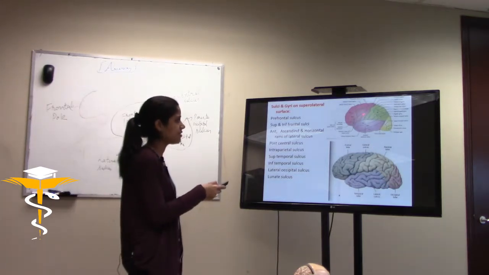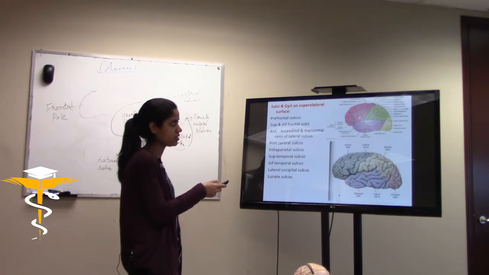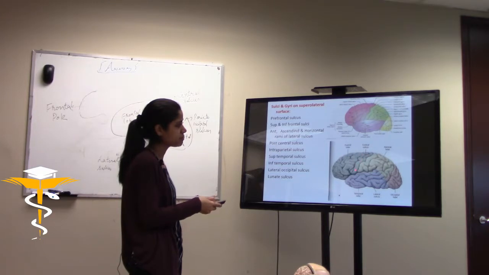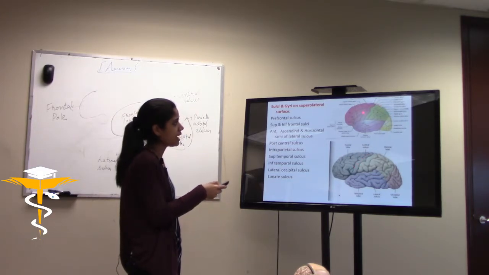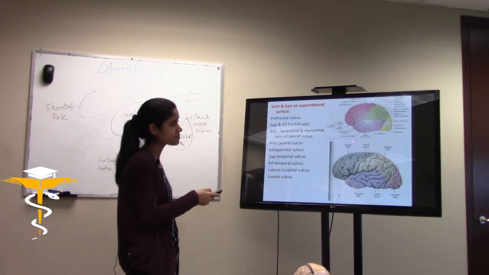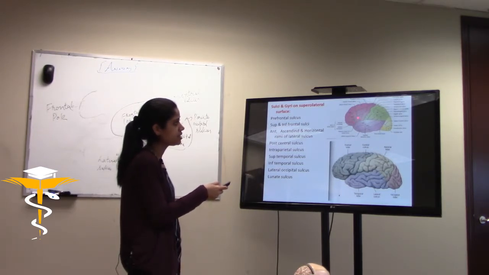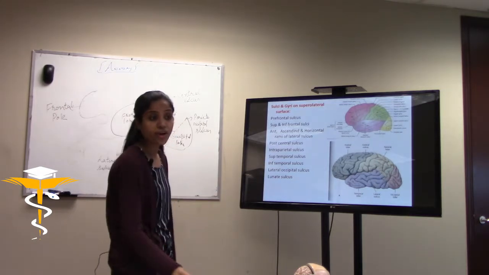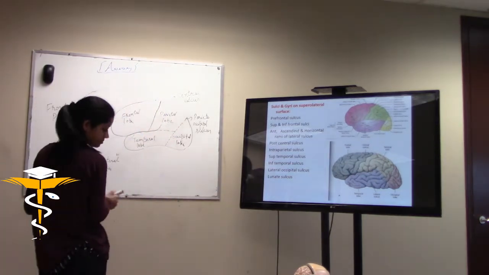And because of these sulci, we have certain gyri formed in the frontal lobe, and those gyri are the precentral gyrus, this one. This is the precentral gyrus, and in this picture, this is the precentral gyrus. Another gyrus which is lying above the superior frontal sulcus is the superior frontal gyrus. Another gyrus between the superior and inferior frontal sulcus is the middle frontal gyrus. And the third one is the inferior frontal gyrus. I'll be drawing all these sulci and gyri in this picture as well.